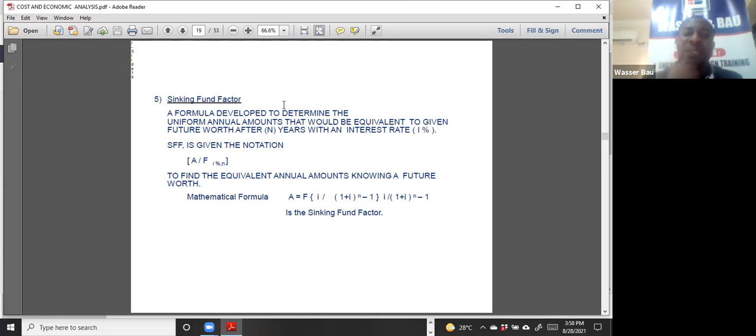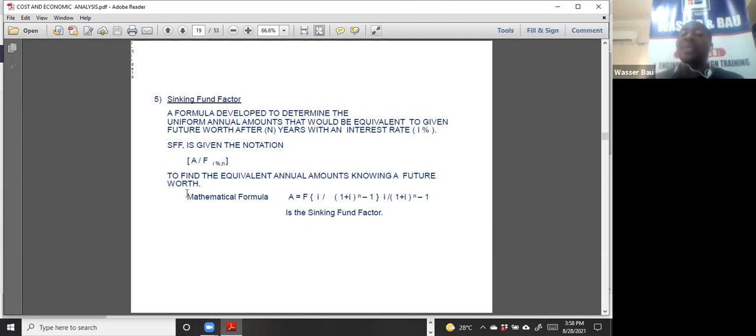Sinking fund factor simply means to find the equivalent annual worth, knowing a future worth. If in 5 years' time my house will be worth 50 million, what is the worth per year? That's what it means. Somebody will say, well, it is 50 divided by 5, which is 10 million. No, it might not be. It might work differently. Why? Because of the time value of money.